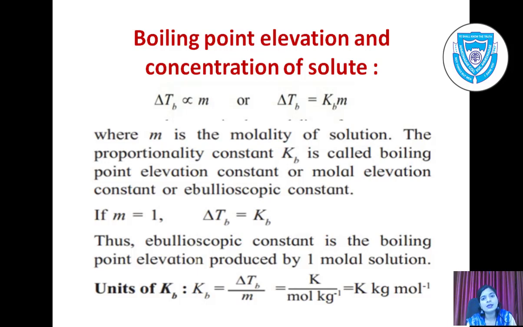What is the unit of Kb? Naturally, delta TB divided by m. Delta TB will come in temperature, so in Kelvin, divided by moles per kg, which is equal to K kg per mole.